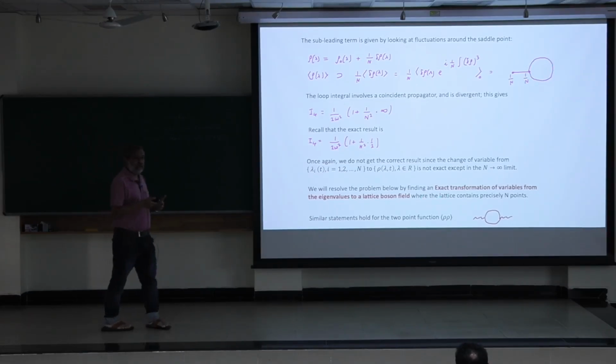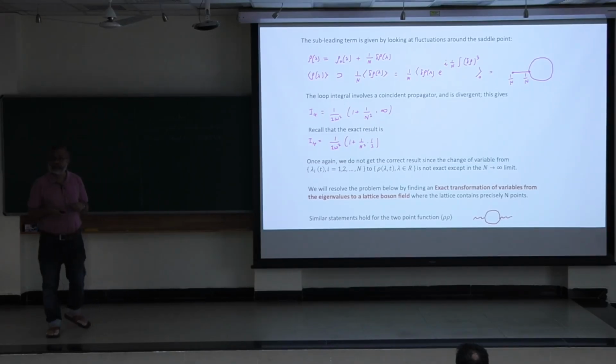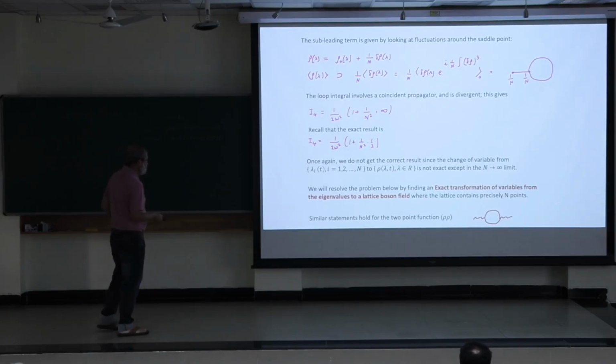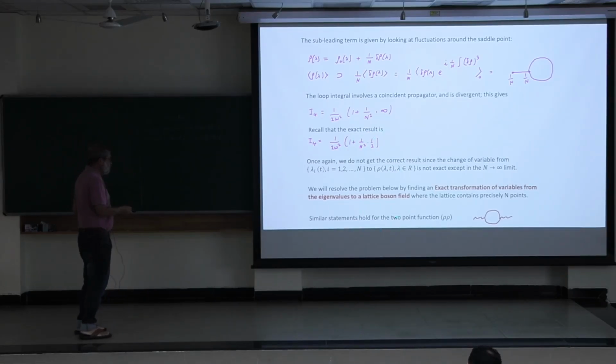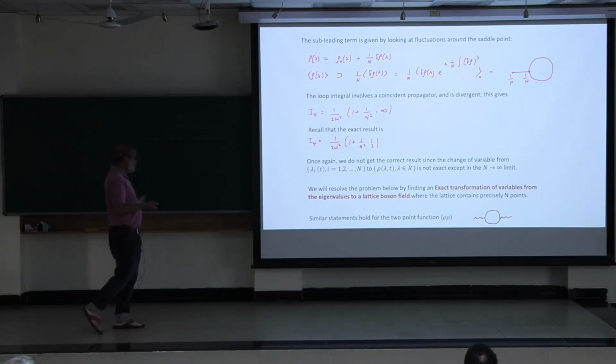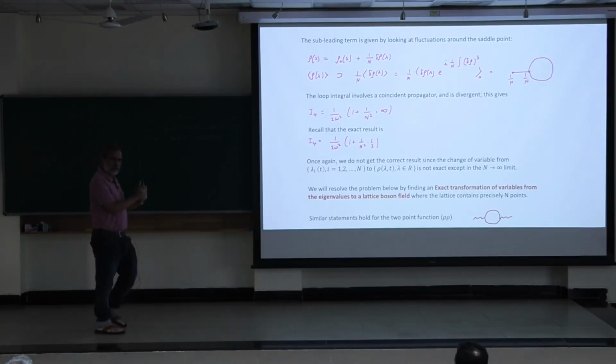And the finite number of lattice points, or the finite number of modes, will make this thing finite, and this will come out. Similar statements hold for 2-point functions. You can compute 2-point functions in the matrix theory and in the collective theory, and they don't match, and the collective theory one is divergent. But this will take much longer to explain. That's why I'm going to stick to the 1-point function.